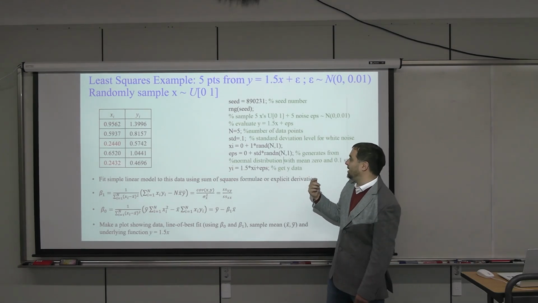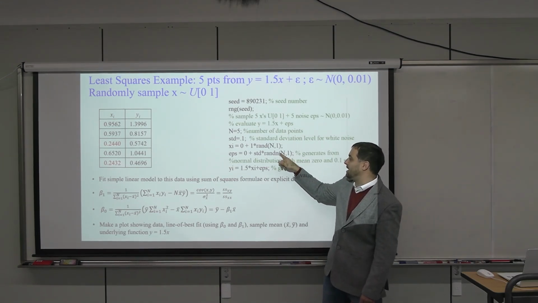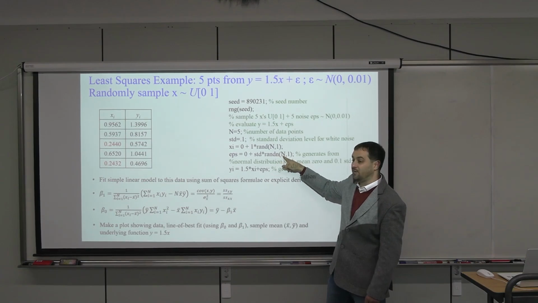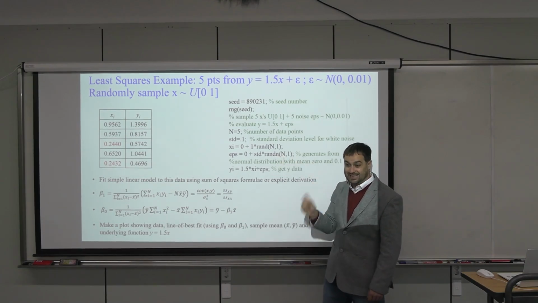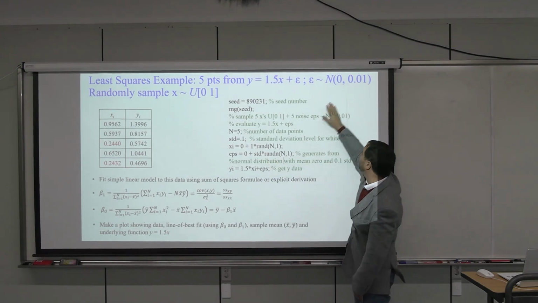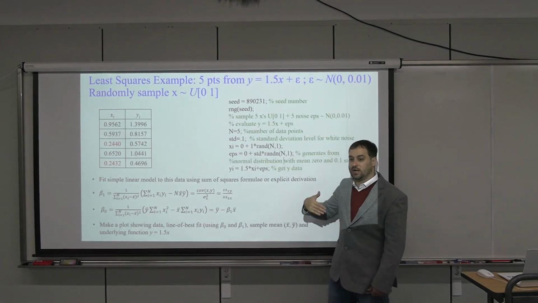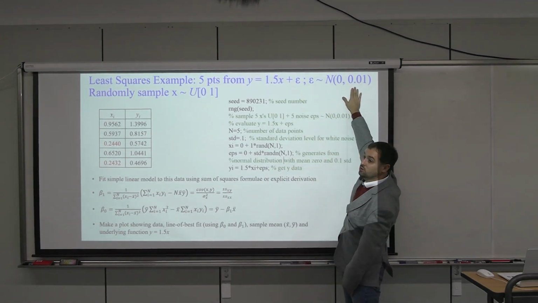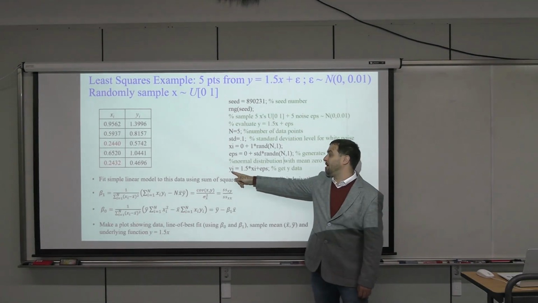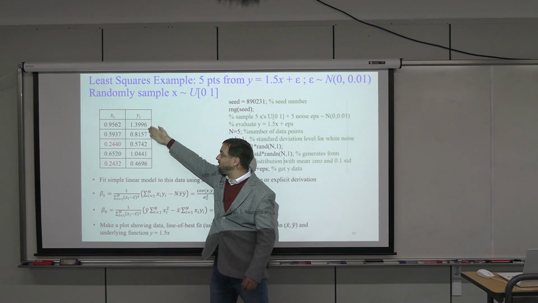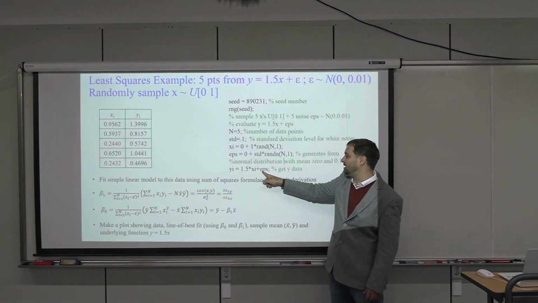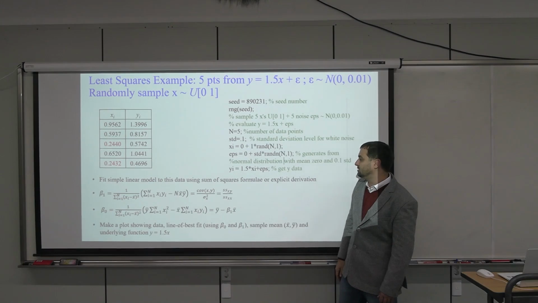So randn comma 1 gives me 5 random numbers from the standard normal distribution, but by multiplying it by 0.1, the standard deviation, we transform it into the normal distribution with variance 0.01. And so now I need to generate my y data points here in the second column. So it's y equals 1.5 times xi plus our random noise.